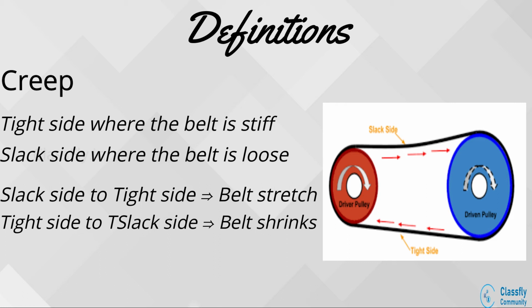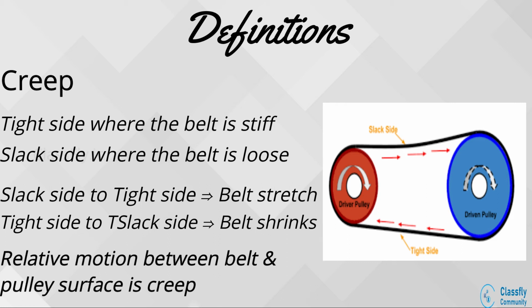Due to the change in length of the belt, there is a small relative motion between the belt and pulley surface. This motion is known as creep. This creep will hence cause a reduction in the velocity ratio and also the efficiency of the belt drive system.